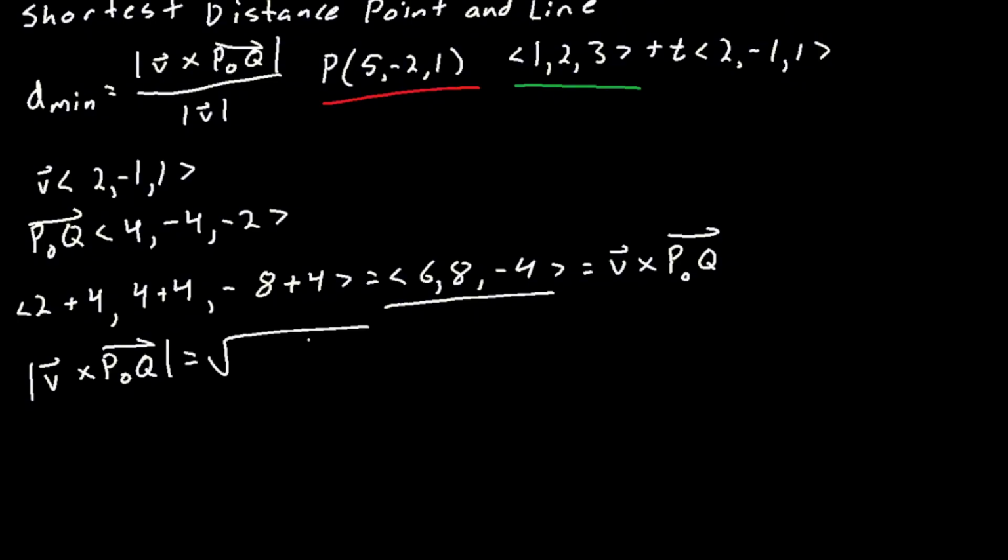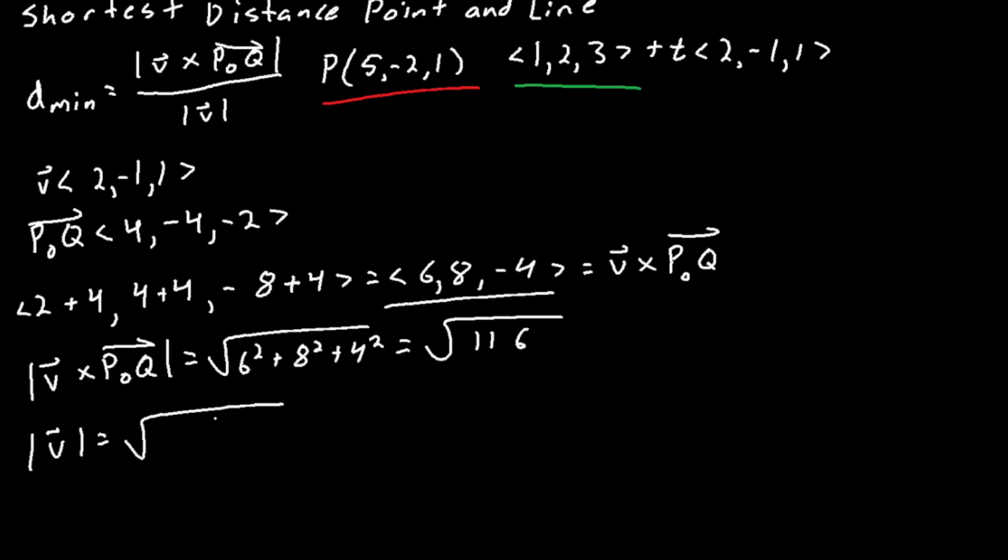The magnitude would be the square root of 6 squared plus 8 squared plus 4 squared, because those are the components of this vector, which is equal to the square root of 116. Now let's find the magnitude of vector v. This is equal to 2 squared plus 1 squared plus 1 squared. Vector v is this. We pull 2 down here, -1 down here, 1 down there. This turns out to be 4 plus 1 plus 1, which is 6.